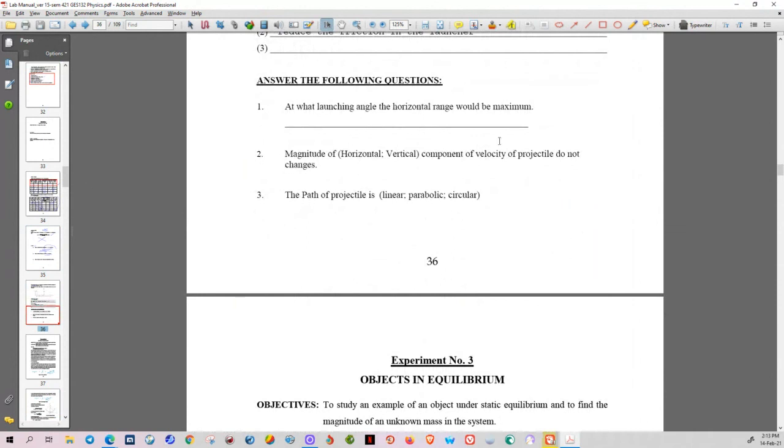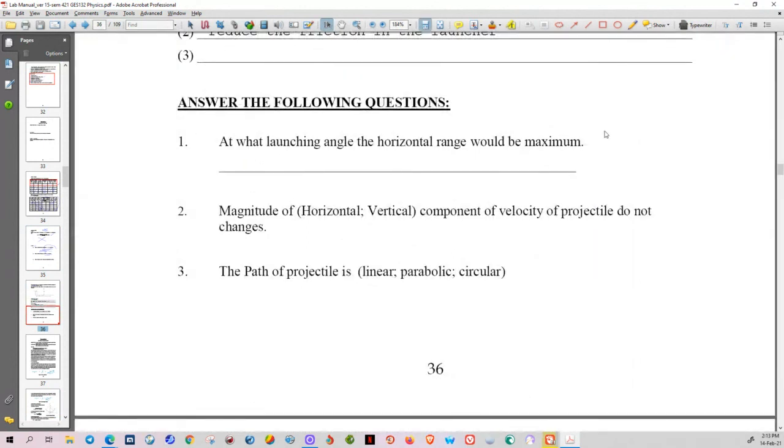Finally, before we finish, last question. At the end, you have to answer the following questions. At what angle will the horizontal range be maximum? You have to find out. Okay? Next, the magnitude of which component does not change? Is it the horizontal or the vertical component of velocity? Which of them does not change?